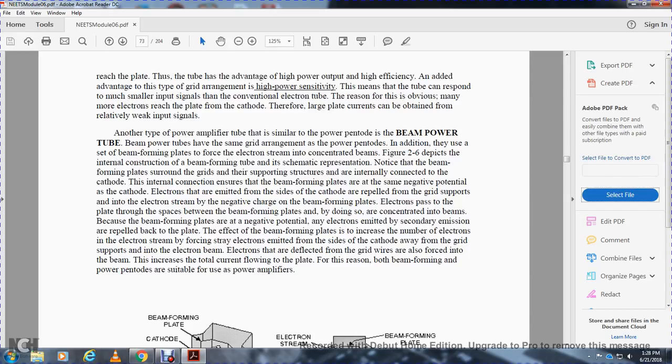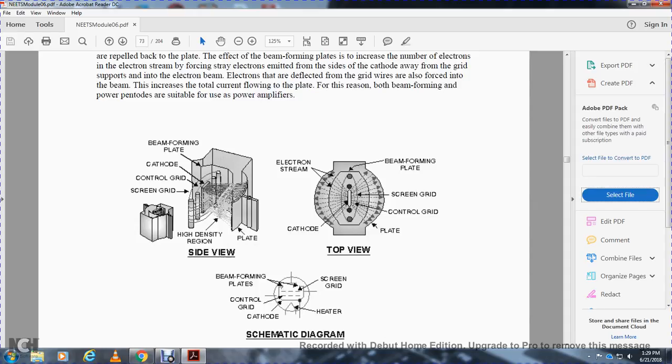Electrons deflected off the grid wires are also forced into the beam, increasing the total current flowing to the plate. For this reason, both beam power tubes and power pentodes are suitable for power amplifiers. Here is a side view of the beam forming plates with the cathode, the control grid, the screen grid, and the high density region of the plate at the top of the electron stream, showing the electron stream from the cathode to the plate through the control grid, the screen grid, and the beam forming plates.